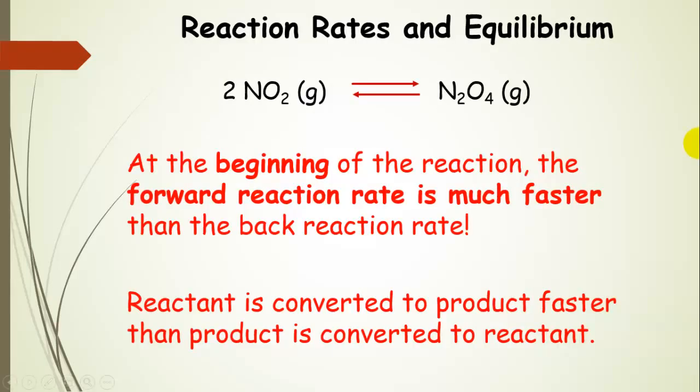Here's the difference. When we talked about kinetics, we talked about the beginning of the reaction, measuring rates of reaction, where the forward reaction rate was much faster than the back reaction rate. The only exception was when we talked about that fast equilibrium step. But at the beginning of any reaction, the forward reaction rate is faster than the back reaction rate. So that means that reactant is converted to product faster than product is converted to reactant, and that's at the beginning of the reaction.